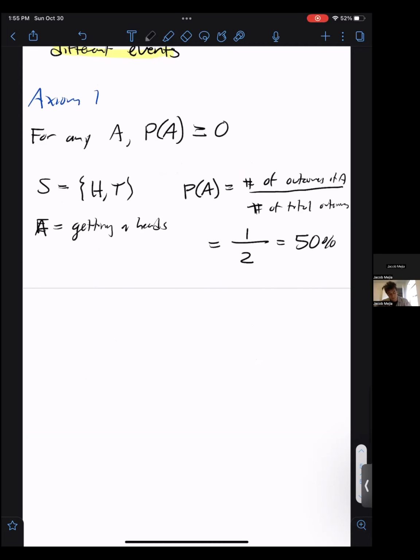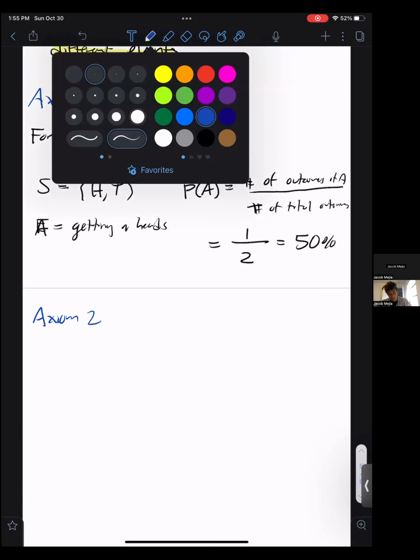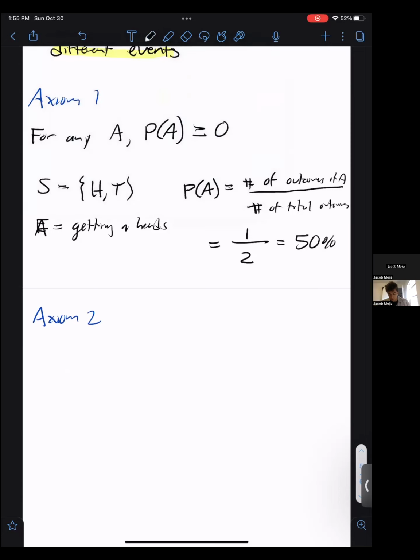Okay, awesome. So for axiom 2 now, I'll write this in shorthand notation. This one states that if S is equal to the sample space, or the space of total possible outcomes, then the probability of S is equal to 1.